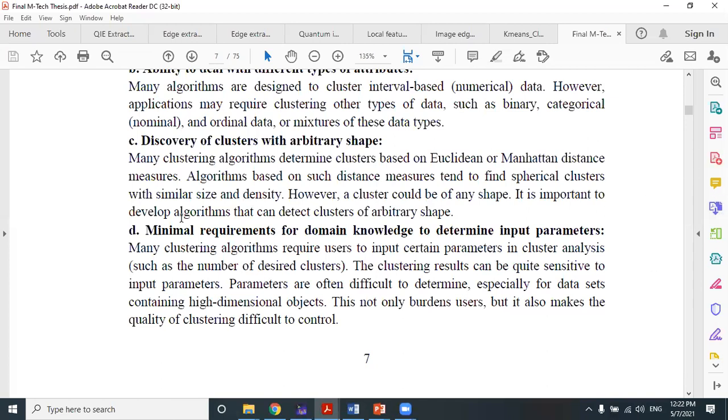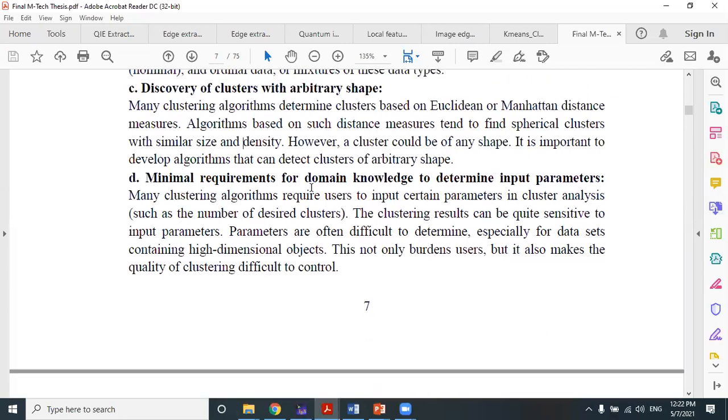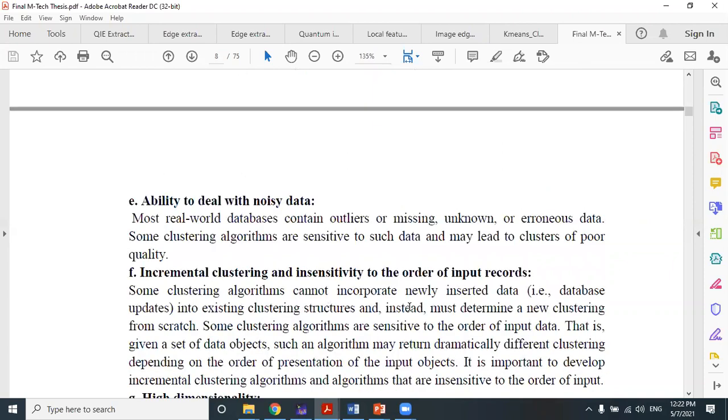Now, fourth one, minimum requirements for domain knowledge to determine the input parameters. So you require minimum domain knowledge for the input parameters, which is difficult to determine because you don't have a domain expert. Because it is unsupervised learning, as I already told, you don't have a domain expert. You don't have any supervisor or teacher like in classification. So it's difficult to acquire domain knowledge regarding the input parameters.